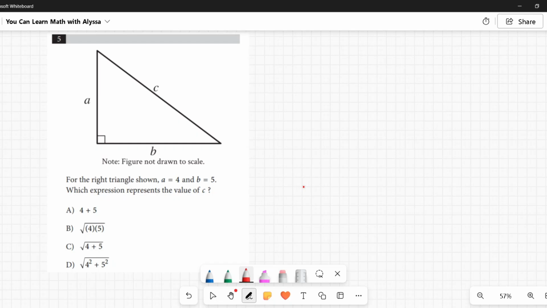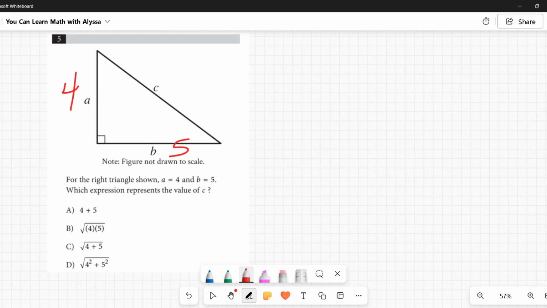Number 5. We have a triangle with sides A, B, and C, and a note that the figure is not drawn to scale. As I mentioned in an earlier problem in this section, when it says the figure is not drawn to scale, they are telling you don't look at this and eyeball it and go, oh, it looks like it's about this long, so that must be my answer. It will not work. For the right triangle shown, A equals 4 and B equals 5. Okay, so A is 4 and B is 5. Which expression represents the value of C?